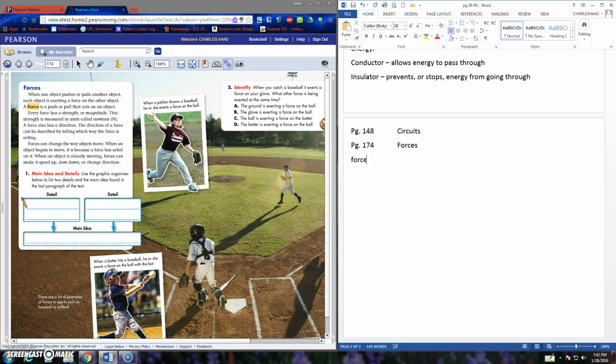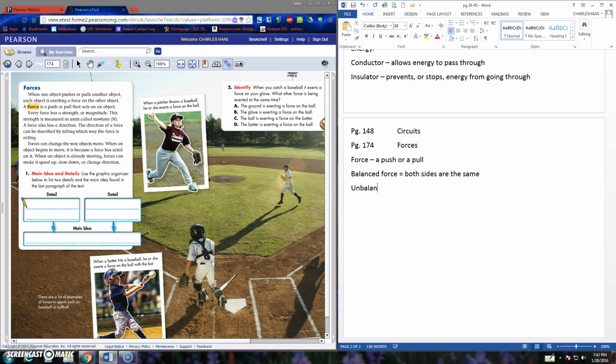Forces. A force is a push or a pull. Forces can be balanced or unbalanced. A balanced force means both sides are the same. They are balanced. For example, if two kids with the same amount of strength were playing tug of war, no one could really win because their force is balanced.